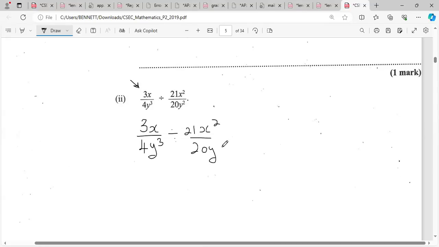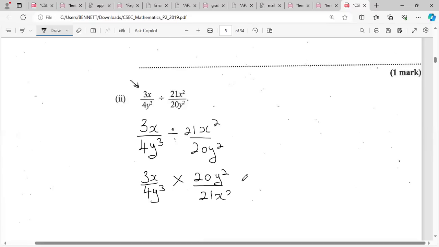Alright, guys, so we just rewrite it first. Remember, it's a fraction, right? So what we're going to do is write the first fraction, just like with the rule with fractions. Once we divide fractions, we change to multiplication and reciprocate, same rule. So we have 20y squared over 21x squared.